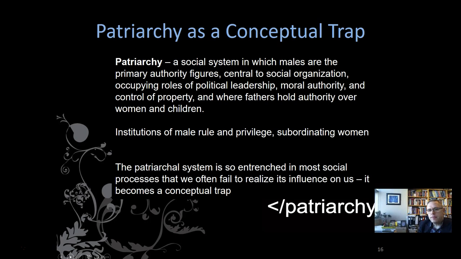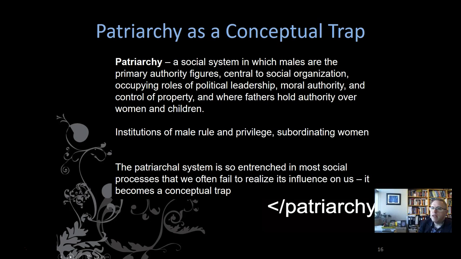Now, the patriarchal system is very entrenched in our society, and in a lot of societies, most societies, in fact. It's so common that we don't always think about what is happening and why things happen the way they do. And we can fail to realize its influence on us. It becomes a conceptual trap.